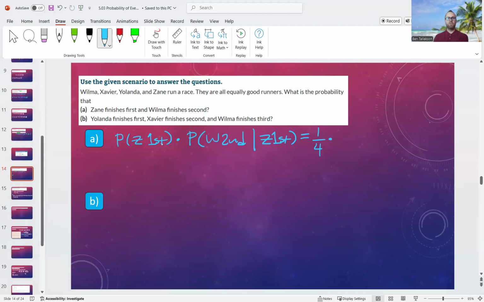Probability of Wilma finishing second. How many Wilmas are there? 1. Okay. But if Zane finished first, how many racers are now in the running to possibly end second? Only 3. You see how that notation makes sense? The probability that Wilma finishes second, given Zane already finished first, that changes the denominator. Okay, so we multiply these together, 1/12.